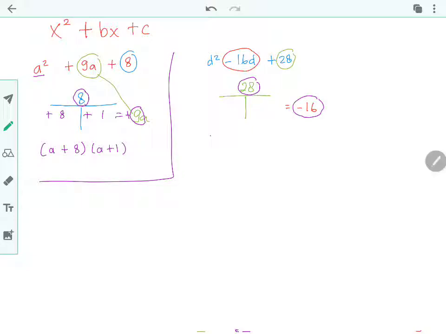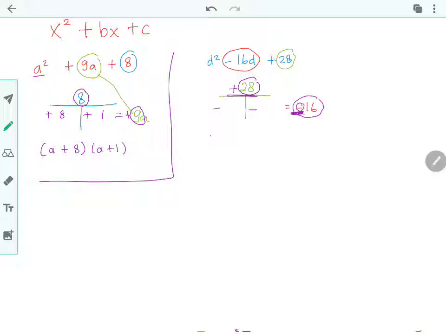Now look at this. This is a negative number, whereas the result of the multiplication is positive. It means both of the factors must be negative numbers, because if you multiply negative and negative numbers, that will equal positive, and if you add negative numbers and negative numbers, you will get another negative number here.